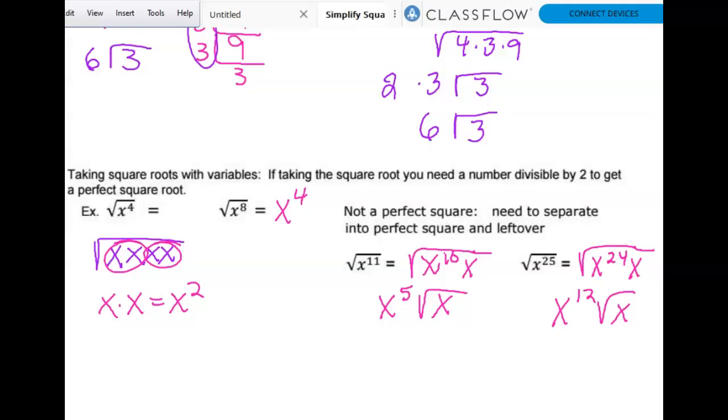Say that again. Right, the closest even number to whatever is there. For instance, the 11, the closest even is 10. Okay? Okay, any questions so far? Yes, you're good? Yeah, are you good? Okay.